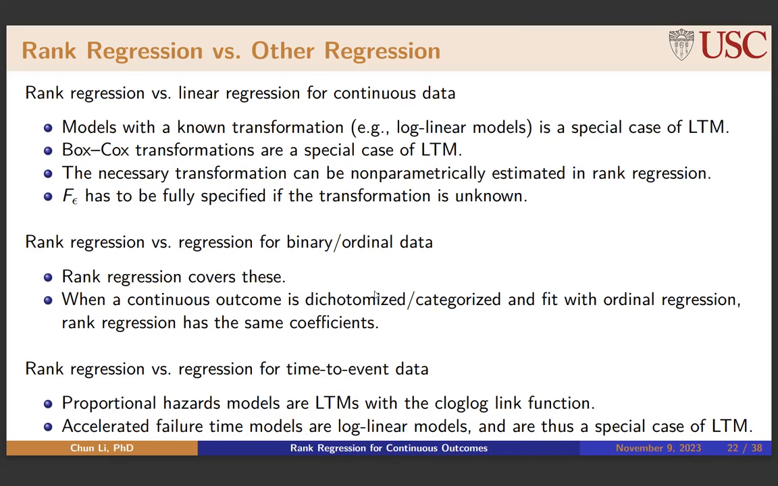But the line of research on transformation models has been kept within the survival analysis community, to the point that outside that community, we basically didn't know what was going on. And it's hard to read their papers. They all use this counting process language, so you have to understand that language to understand what they're doing. But basically, proportional hazard models are transformation models with the complementary log-log function. And there's another popular model in survival analysis called AFT, the accelerated failure time model. They're just log linear models, and they're also a special case of LTM.